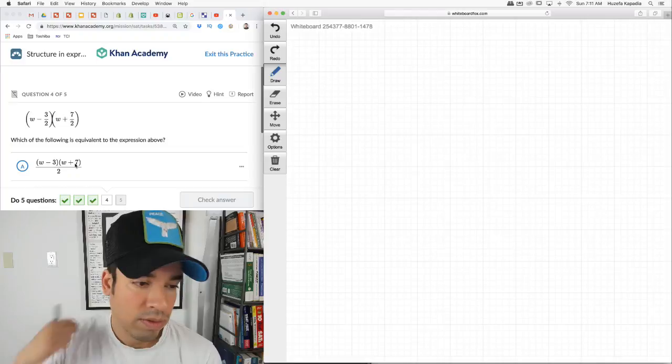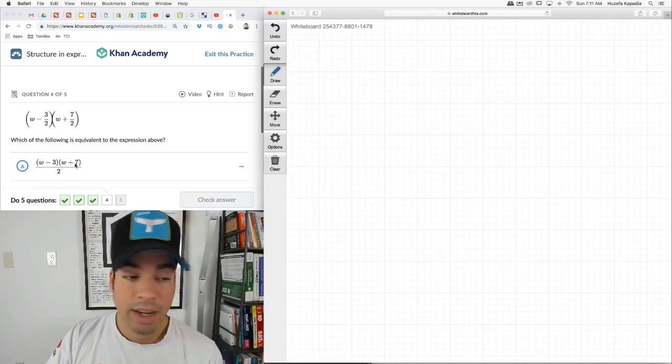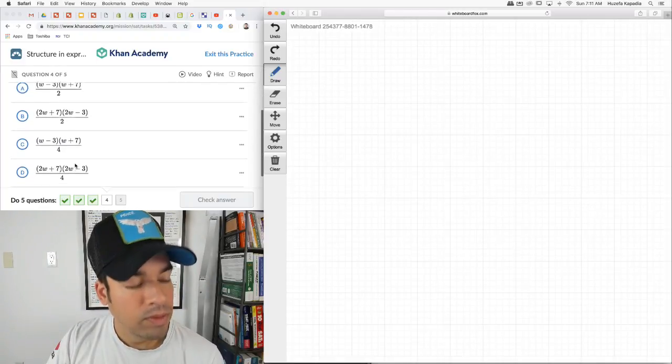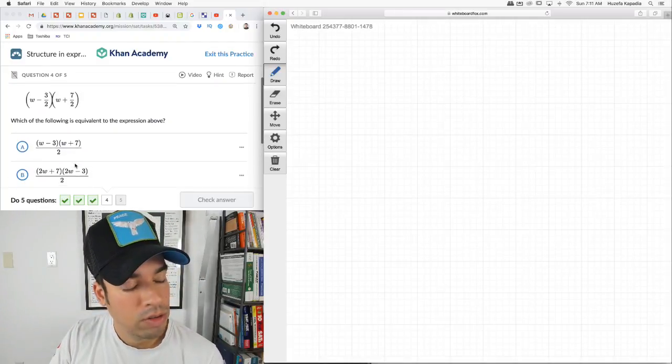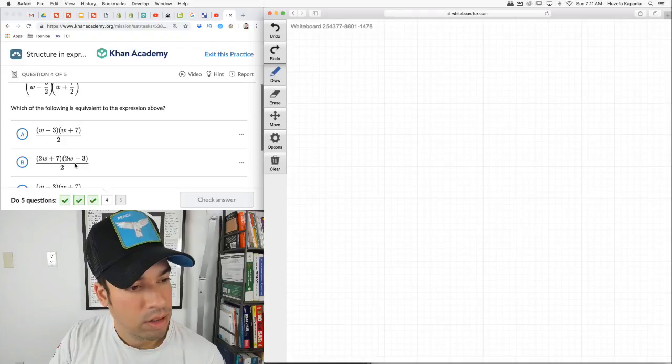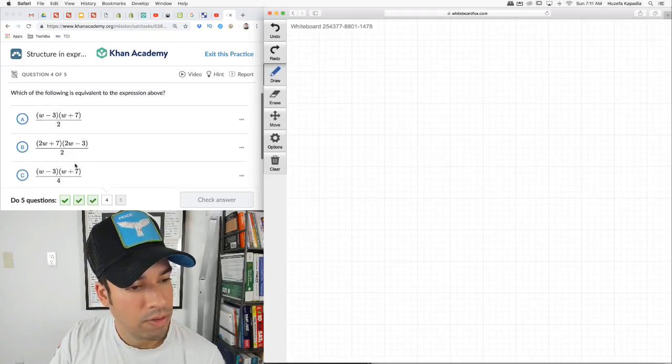Next, which of the following is equivalent to this expression? All right, again, they're either all over 2 or over 4. Let's see, and they're all factored.